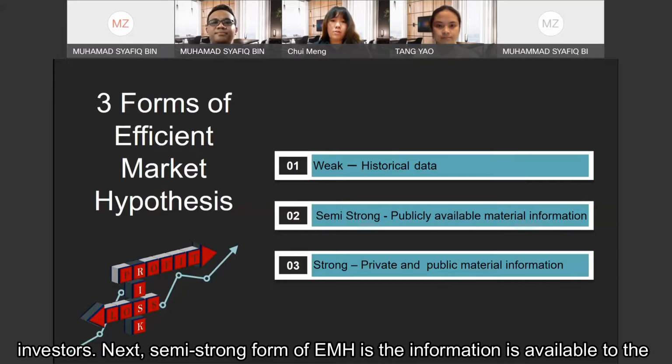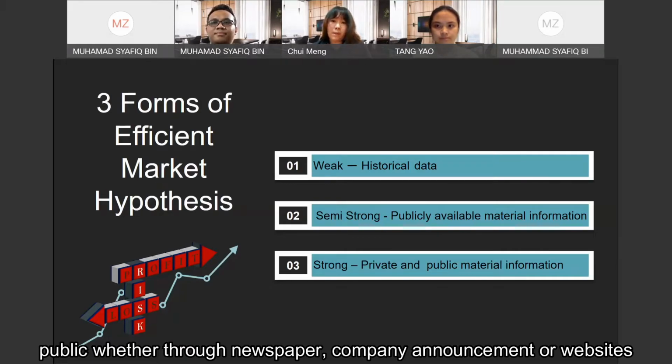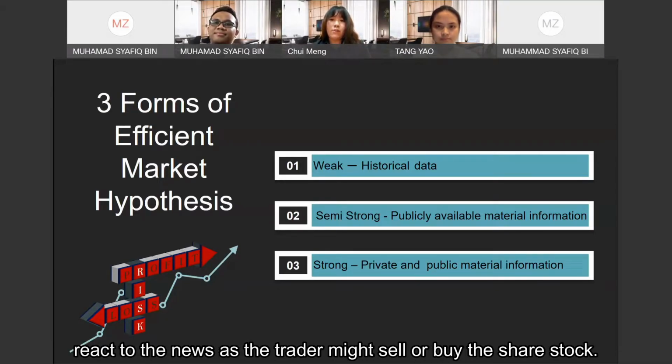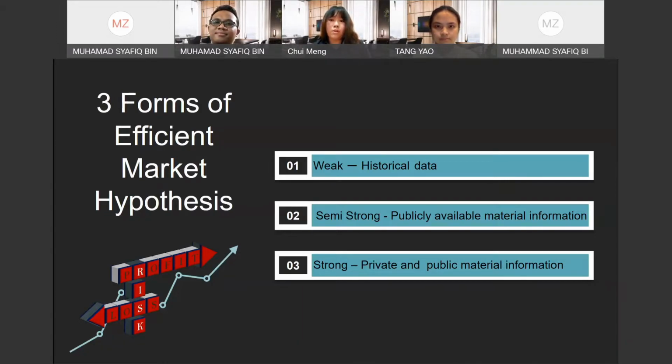Next, the semi-strong form of efficient market hypothesis is where the information is available to the public, whether through newspaper, company announcement, or websites. When the news is released to the public, the stock price will instantly react to the news as the trader might sell or buy the share stock.